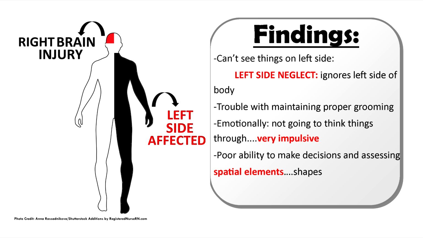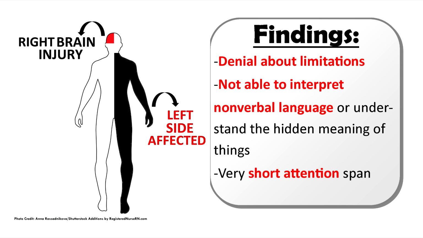They're going to be very impulsive, and they're going to have a poor ability to make decisions and assessing spatial elements like shapes. Furthermore, they're going to be in denial about their limitations, which is going to put them at risk even more for injury because they're impulsive and they really don't realize how they're limited with this stroke.